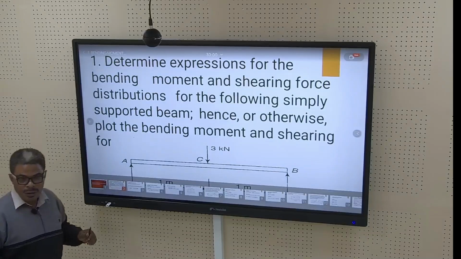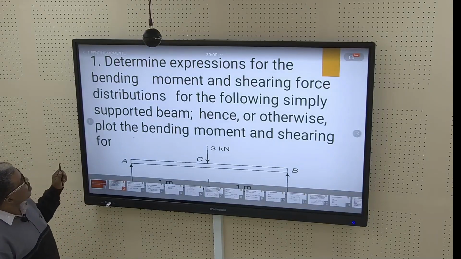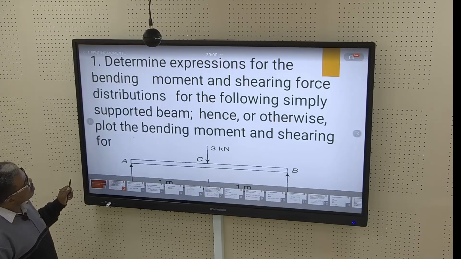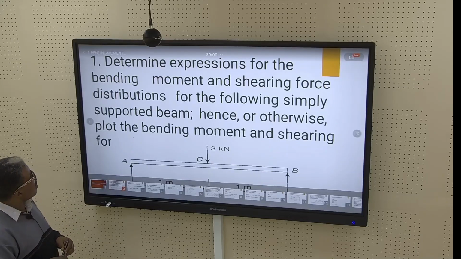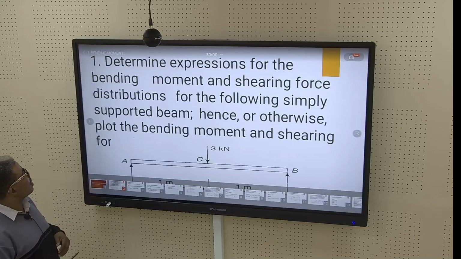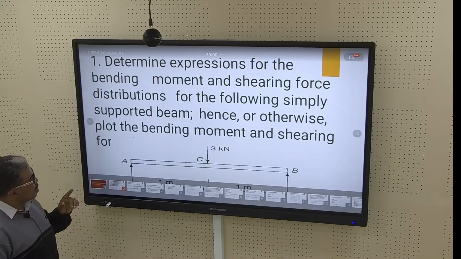So we'll use different examples on how to undergo the preparation for these diagrams. We are given this: determine the expressions for the bending moment and shearing force distributions for the following simply supported beam, and plot the bending moment and shearing force.